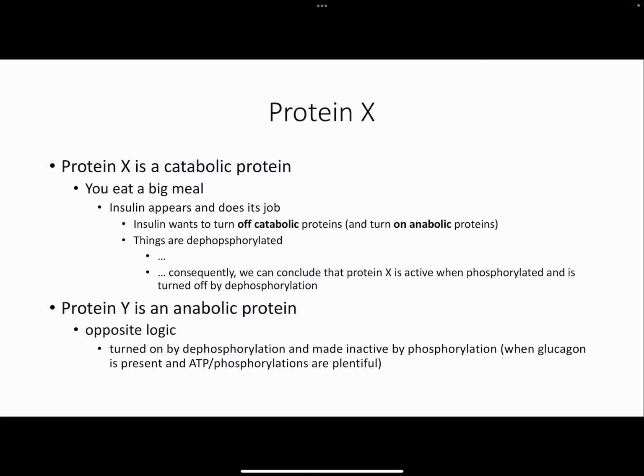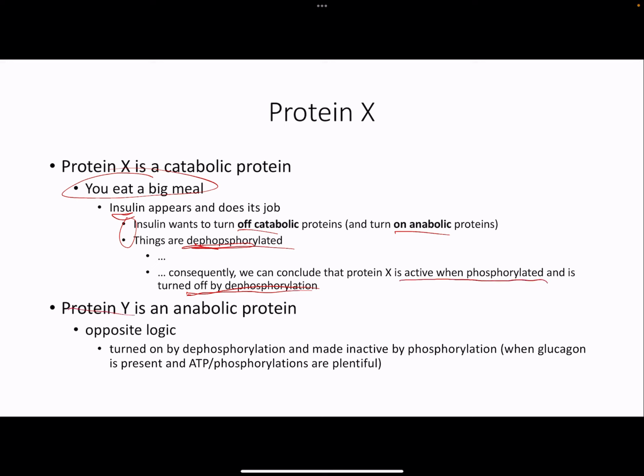So an example, protein X is catabolic. You eat a big meal. What happens? Insulin appears. What is insulin going to do? Insulin is going to take off the phosphate of a bunch of downstream things. Insulin also wants to turn on anabolic things and turn off catabolic things. So how do these things combine? We're dephosphorylating, and this is a catabolic protein that we want to turn off. What can we surmise about this catabolic X protein? That it is turned off by the insulin dephosphorylation. That makes sense. And it's active when it is phosphorylated.